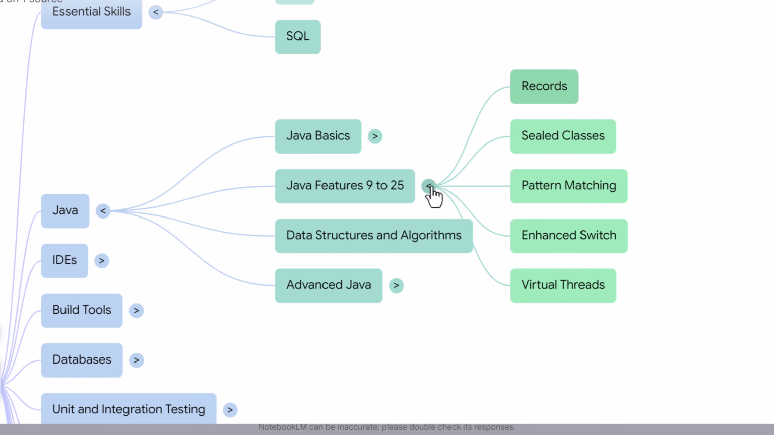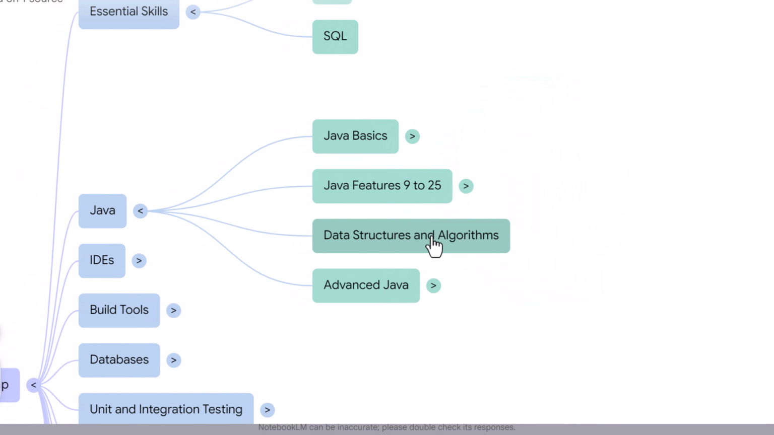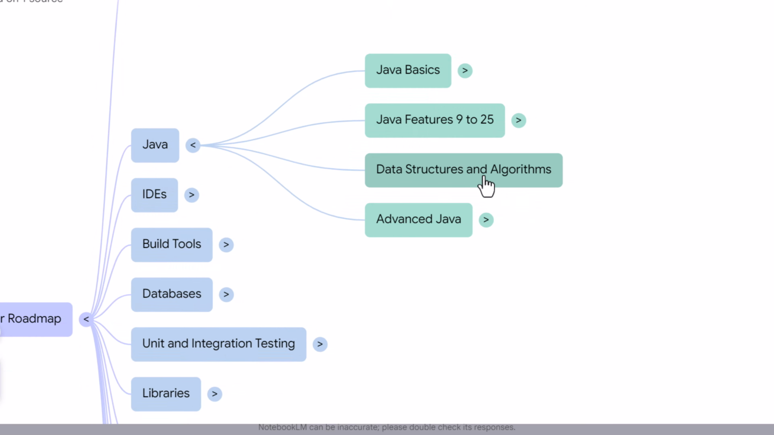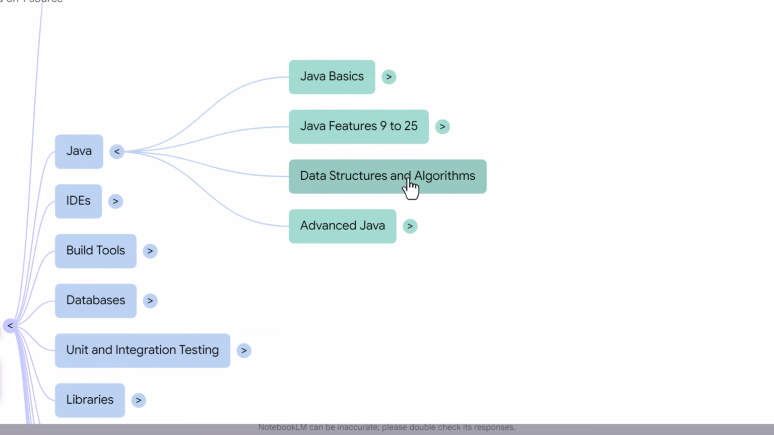Many beginners try to skip this part, but it is extremely important. Data structures and algorithms improve your logical thinking. They help you write code that is efficient and scalable. They prepare you for technical interviews, especially at top companies.